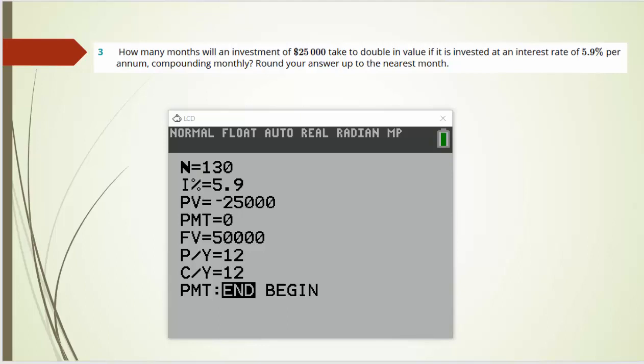Alpha Solve. And according to this, it's going to take 141.3 periods, which is worth thinking about. And we're talking about monthly, so it's 141 months, which is just under 12 years. It's 11 years and 9 months or something like that. We're not sure whether they'll want an answer like that. Let's have a look.